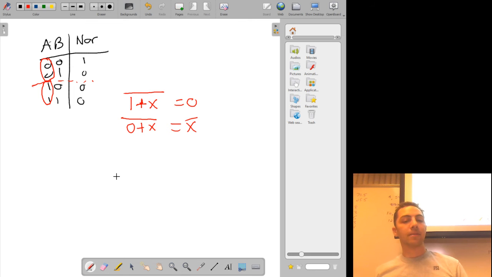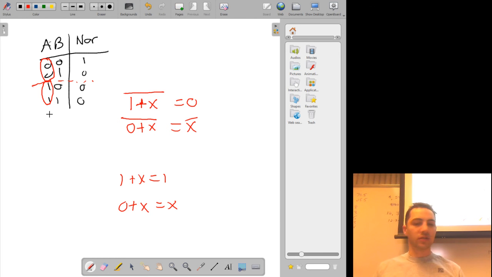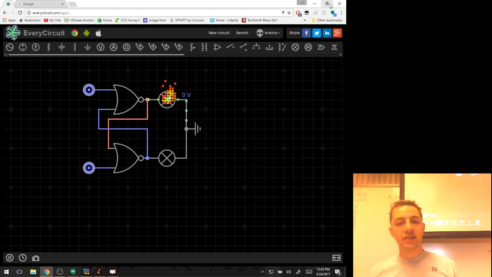All right? Because the postulates we already know, 1 or X is always 1. 0 or X is always X. So if you invert both sides of these equations, you end up with this. All right, so knowing that, let's go back to that EveryCircuit diagram. Oh, look, something has changed. It's actually settled out to something, and that's to be expected. Let's go back.